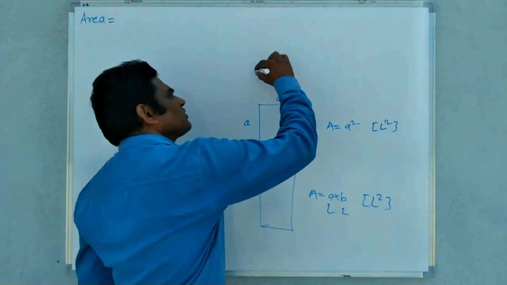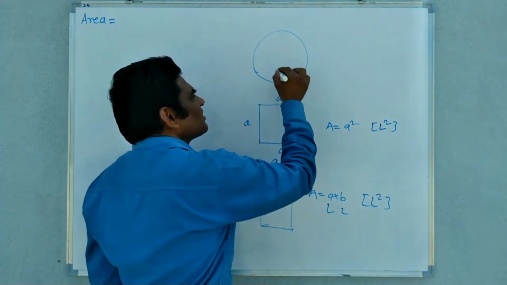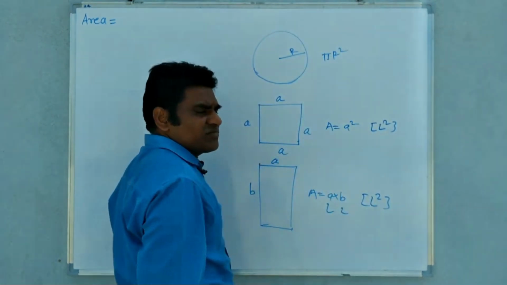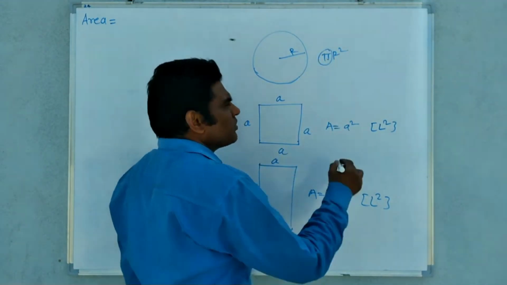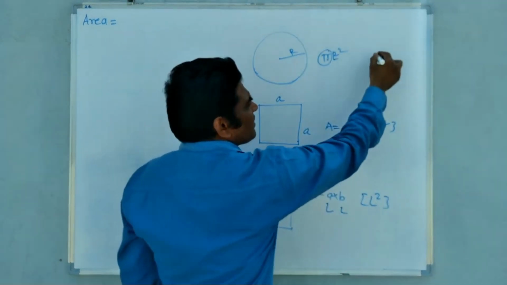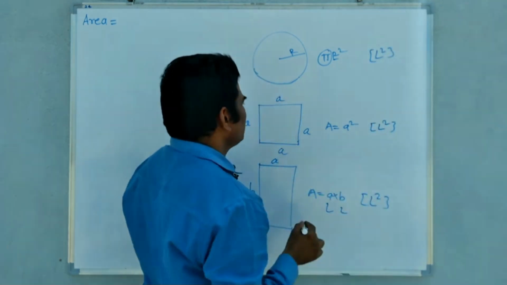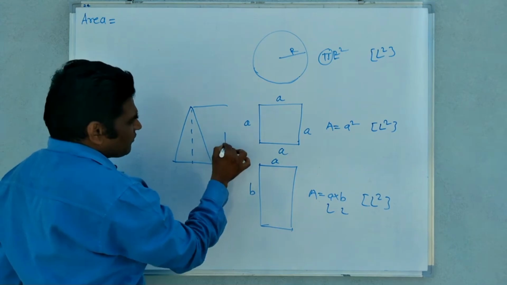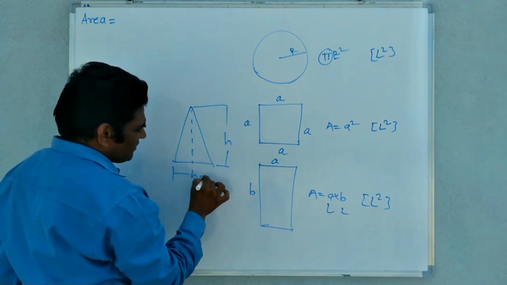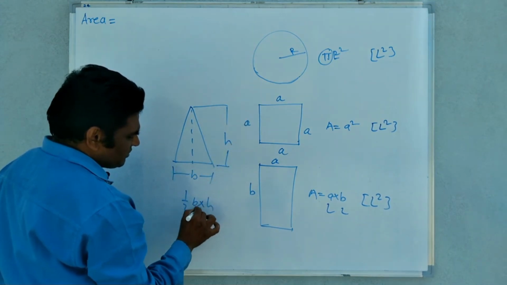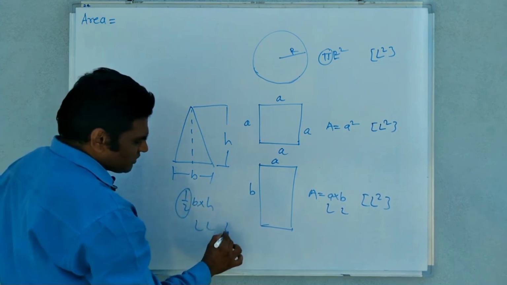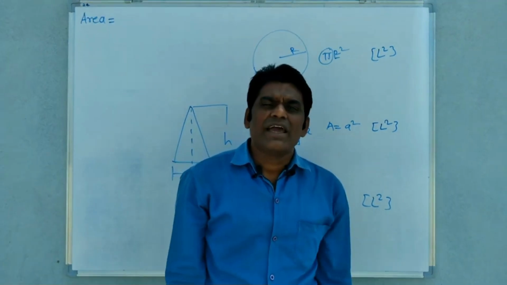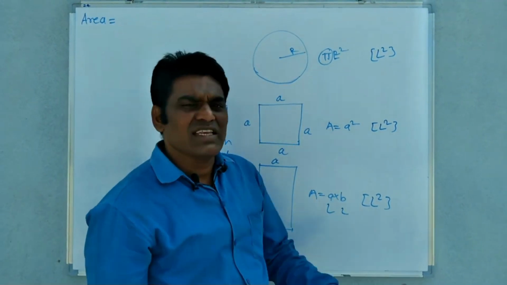If you talk about a circle with radius r, what is the area? Pi r square. Pi is a constant and r means L, and L square means again L square. Take a triangle, with height h and base b: 1 upon 2 b into h. This is a constant, L into L, so L square. So whatever the geometry, the dimension of area is length square.